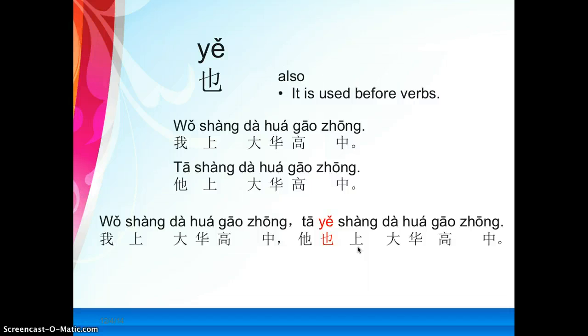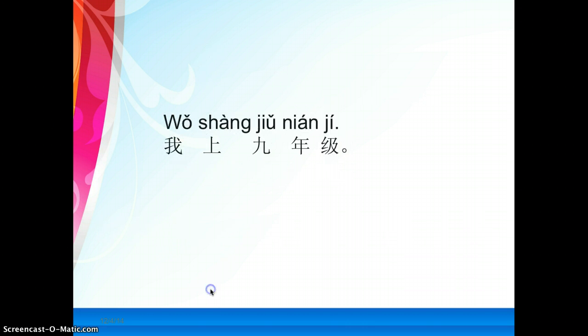It cannot be at the end of the sentence. So 也 always goes before the verb. So that's the thing you need to pay attention to. Let's read this sentence again. 我上大华高中，他也上大华高中。Okay. So that's about this.